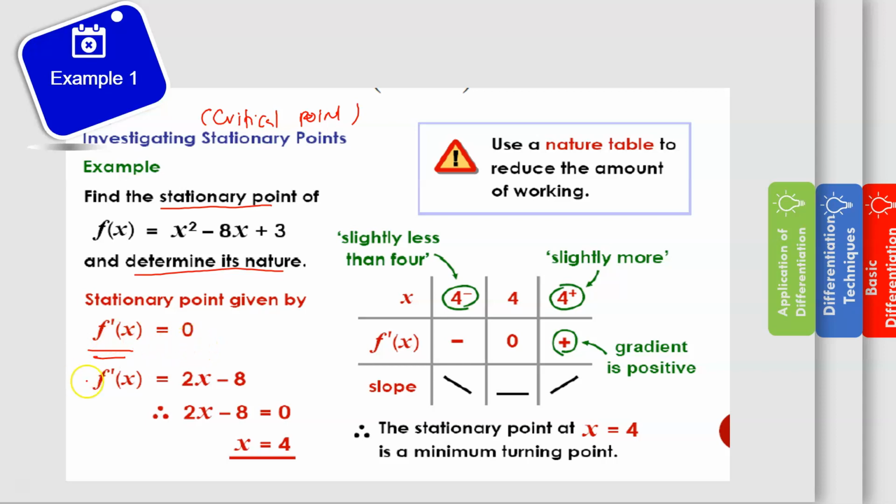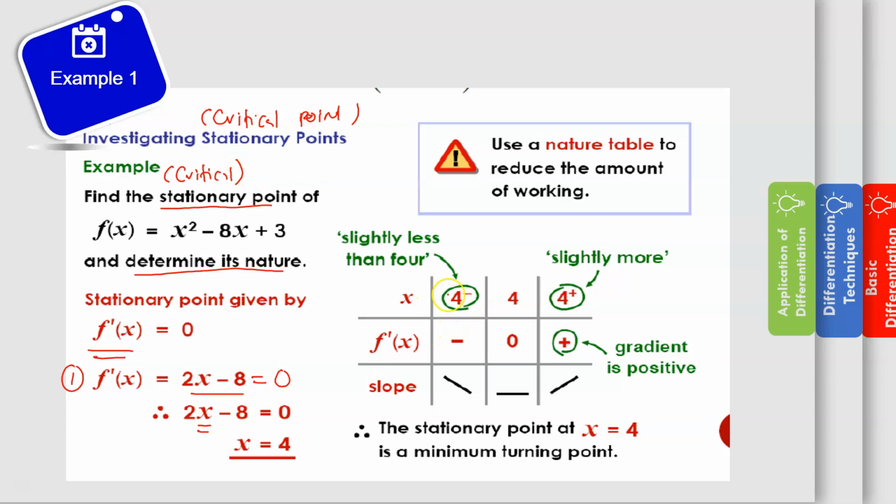So how to compute this? The first step, you need to find f'(x). We have this one as our function. When we compute f'(x), it equals 2x - 8. And then how to compute the stationary point? Based on this, we make this equation equal to 0. When we solve this for x, we get x = 4. This x = 4 is a stationary point, or we also call it a critical point.